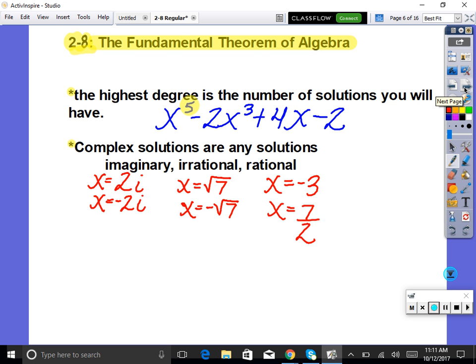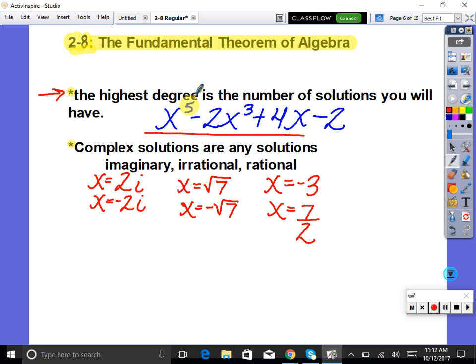Today's lesson is great because we already know how to do everything. Here we go. So 2-8 is the fundamental theorem of algebra, which we've already learned. We just didn't know it was called the fundamental theorem of algebra. So here it is. The highest degree of a polynomial is the number of solutions you'll have. That's literally the fundamental theorem of algebra. So if I said to you, the fundamental theorem of algebra says we have how many solutions, you'd say 5.